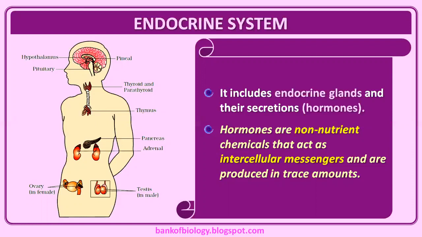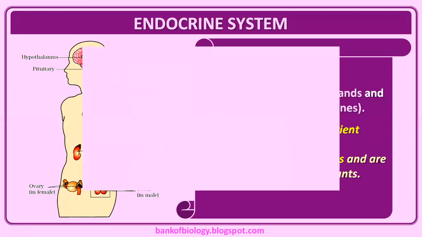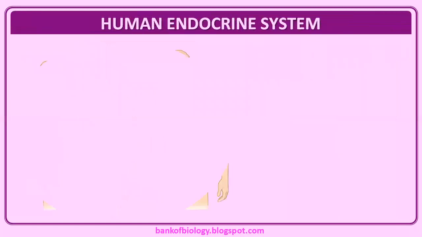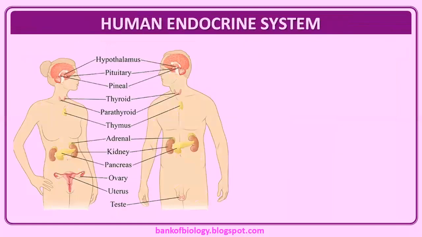What is a hormone? Hormones are non-nutrient chemicals that act as intercellular messengers and are produced in trace amounts, very small amounts. But their work is much more, and they are highly efficient. How does that happen? We call it the cyclic amplification mechanism.